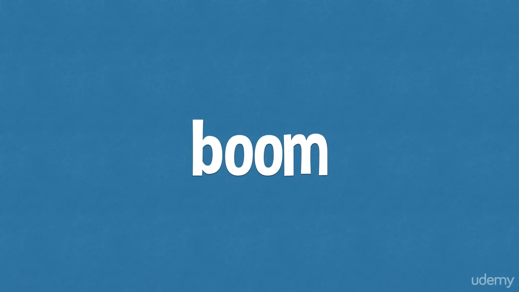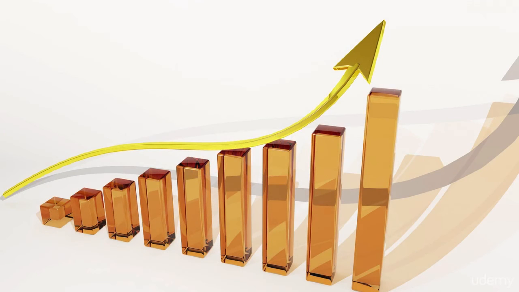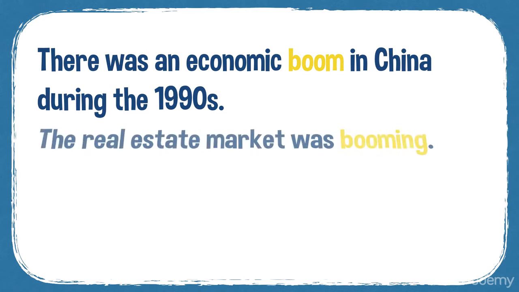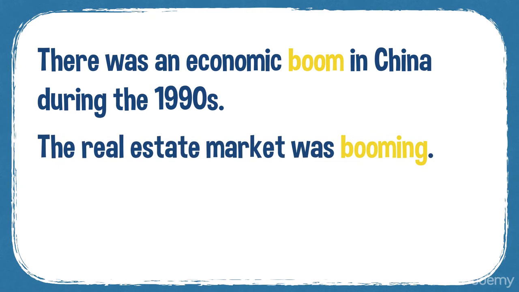Boom. If there is a boom in the economy, there is a big increase, a rapid increase in the growth of the economy. Maybe people are buying more things in the shops or there are more jobs, but the economy is expanding rapidly. So, for example, there was an economic boom in China during the 1990s. The real estate market was booming.